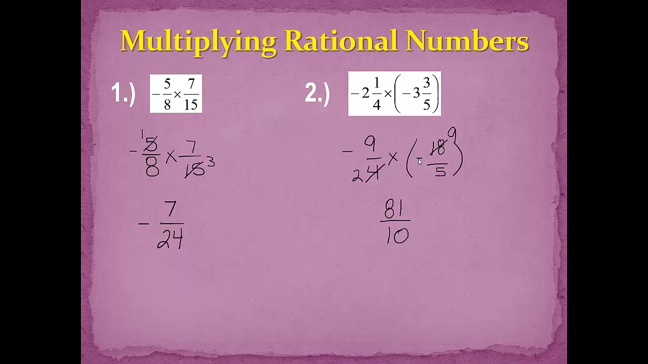We have a negative times a negative, which makes it a positive answer. So we have 81/10. We can then change 81/10 back into a mixed number. So we'll do 81 divided by 10, and 10 goes into 81 8 times. 8 times 10 is 80. When we subtract, we get 1. So this is going to be 8 and 1/10. So our answer, 81/10, equals 8 and 1/10.